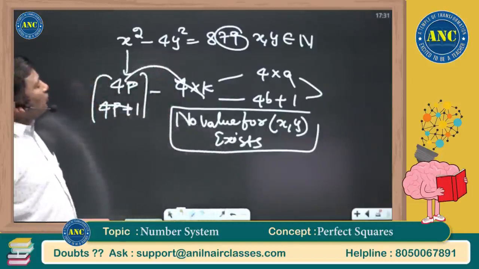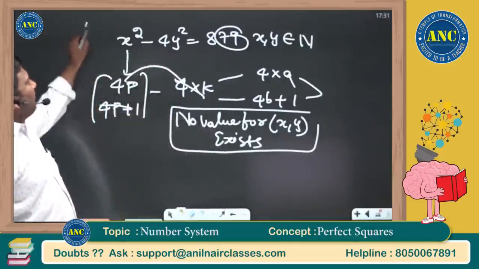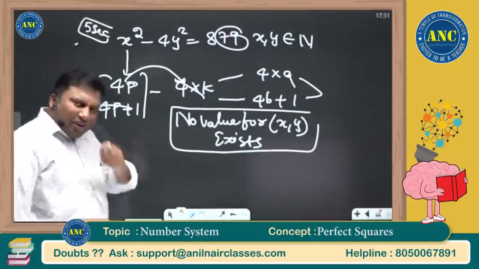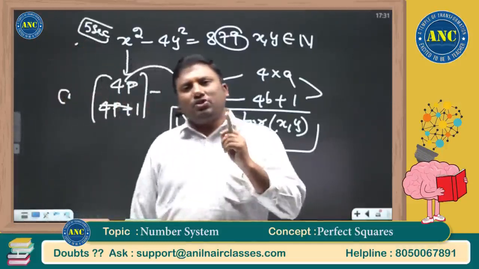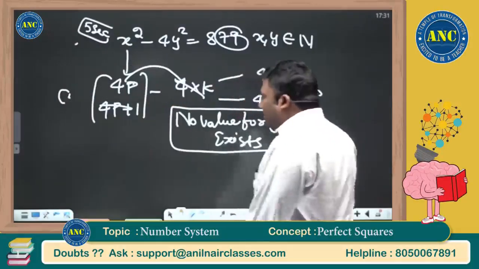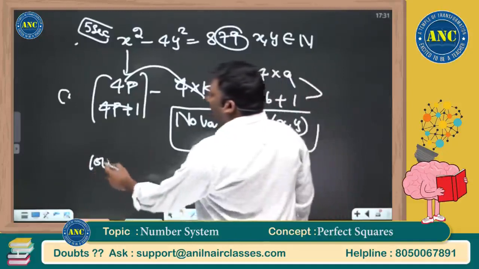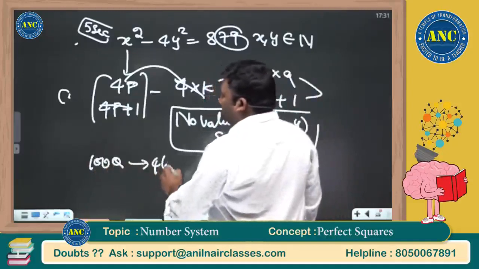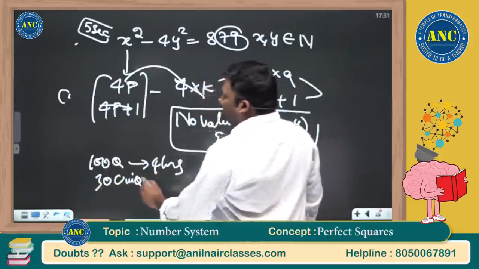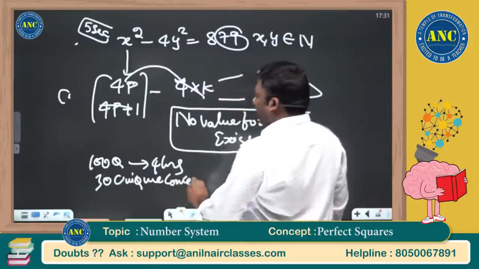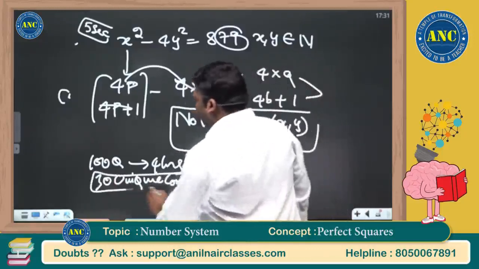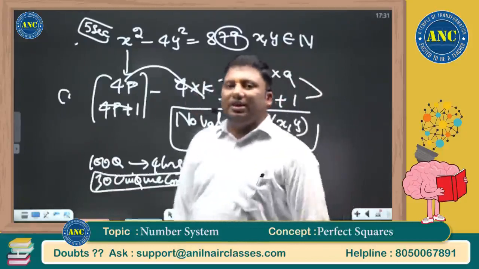x square minus 4y square equivalent to 879. A 5 seconds problem. Again, I'm repeating, the first thing which I want to teach every student is to concentrate on the root cause of a problem. It does not matter whether you solve 100 questions by spending 4 hours. I will always solve 30 unique questions with unique concepts in 4 hours. The second will always defeat the first one.